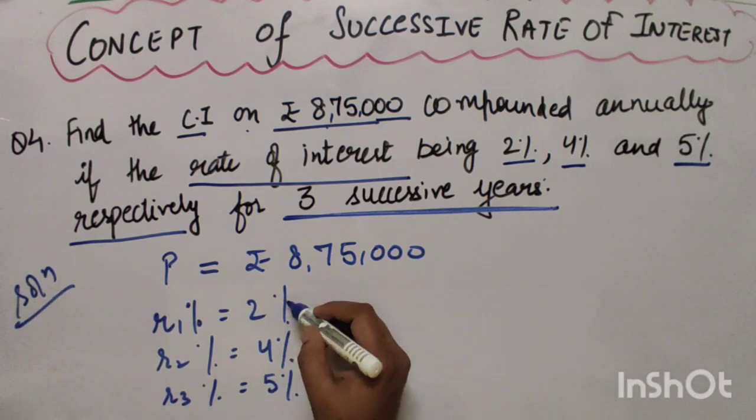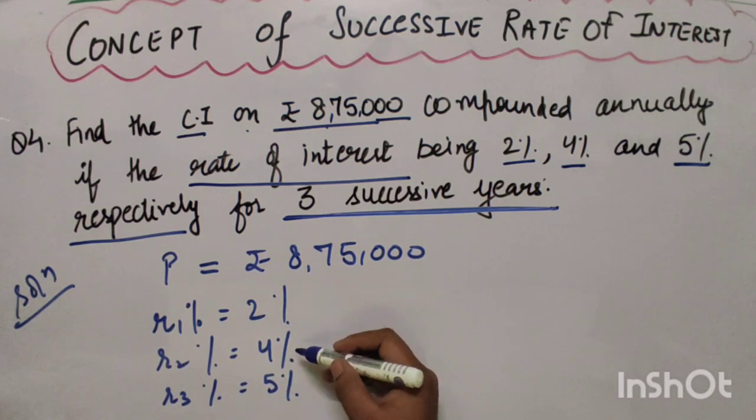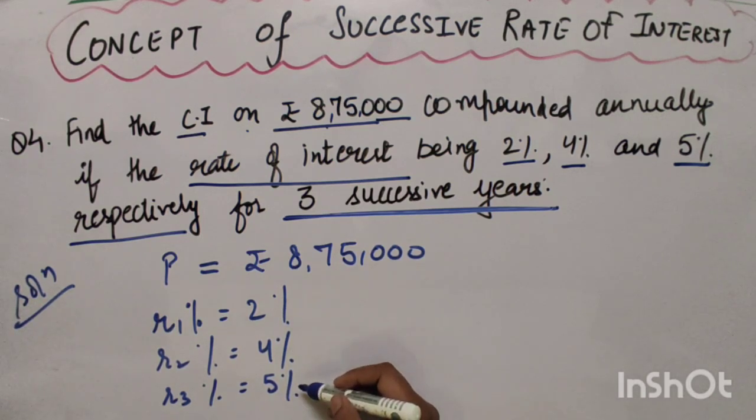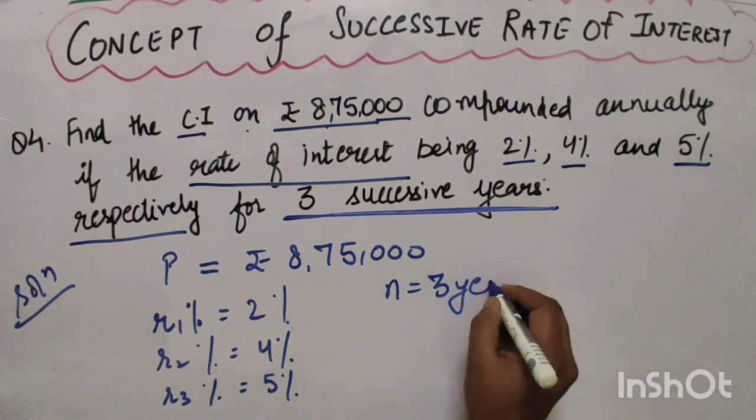That means in the first year we are going to charge 2%, for the second year we are going to charge 4%, and for the third year we are going to charge 5% rate of interest. And so the time period becomes 3 years.